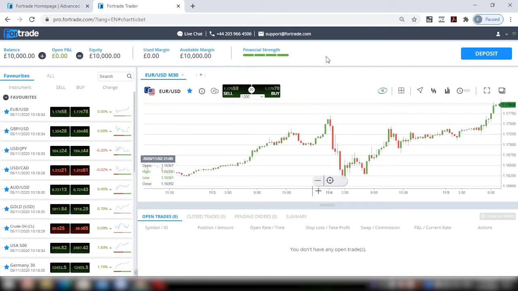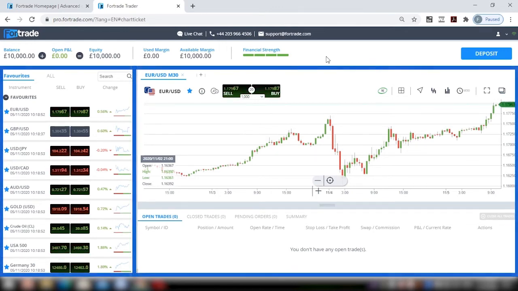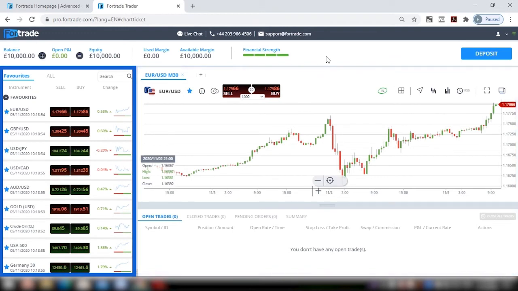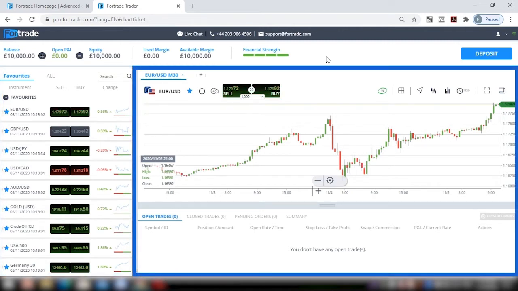Welcome to Fortrade Pro. First of all, I want to point out that this is one of the easiest and most user-friendly platforms that you can find out there. Most importantly, you will find everything that you need here in order to make your trading successful. The whole platform is divided into two segments: the smaller left-hand side, where you can find a list of all the instruments, and the larger right-hand side, where you can see a chart of one specific instrument.